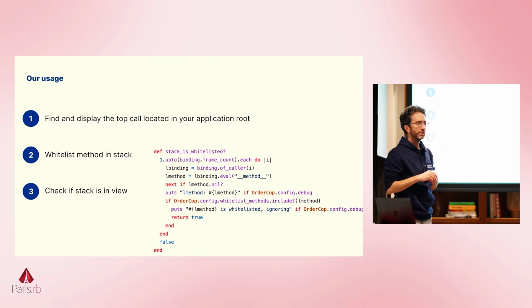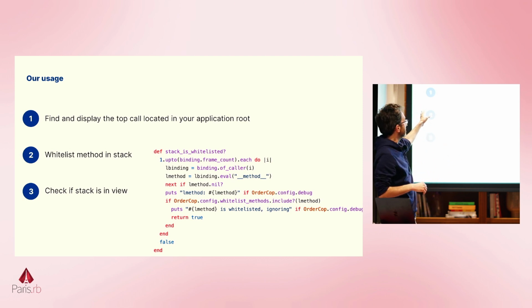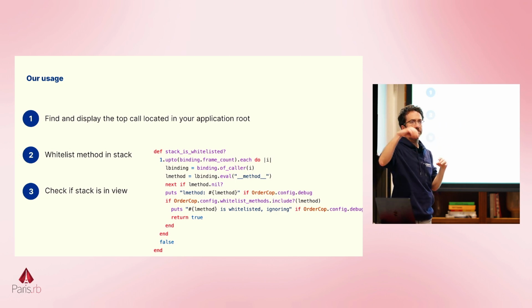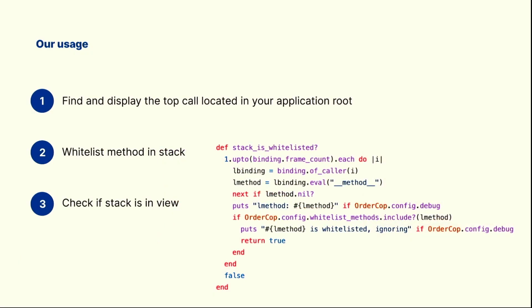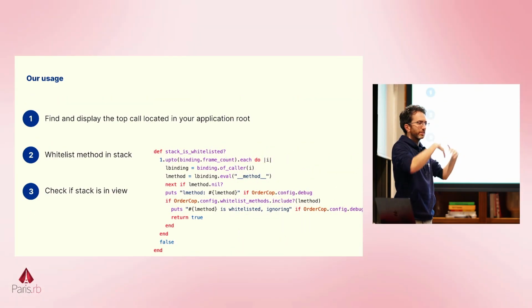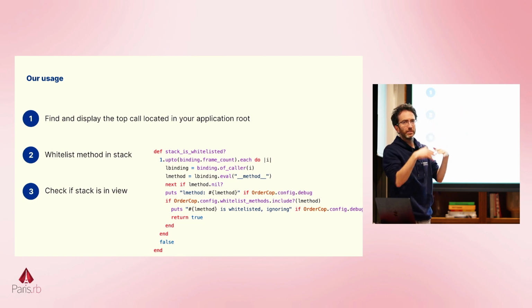Our usage of this gem is to find and display the top call located in your application root. Maybe when you call render collection selection.products, it's not in this call that you iterate. It's in the rendering code of Rails. So in the stack, when it raises because you don't have an order, you want to go back in the stack and find the step in your view.